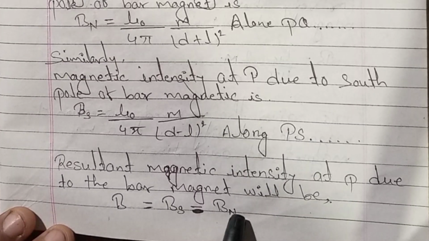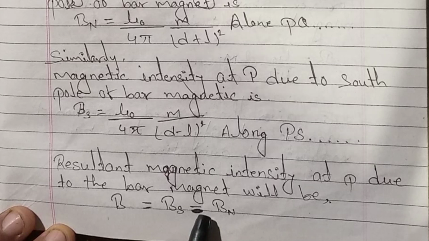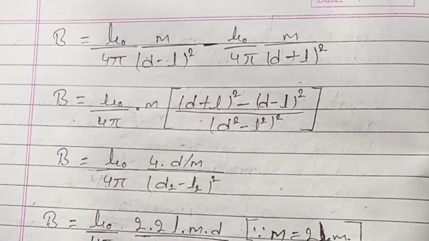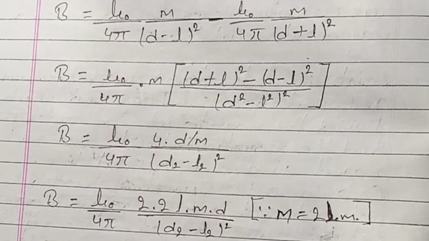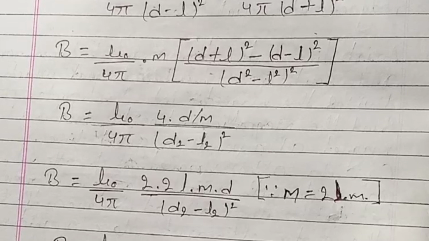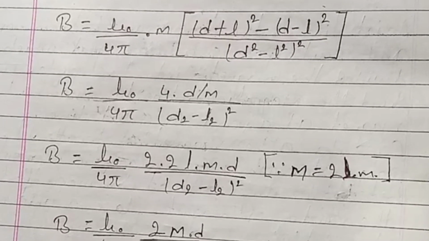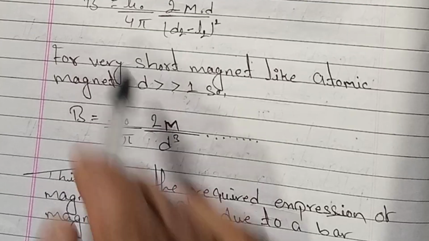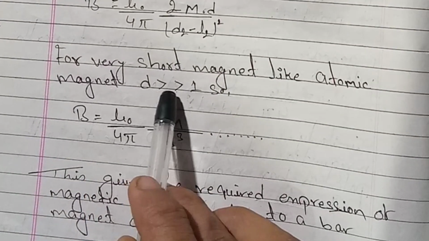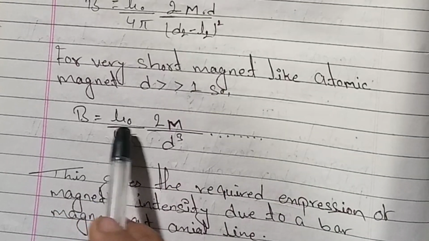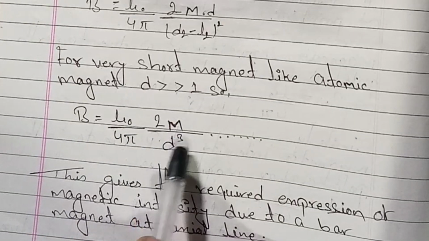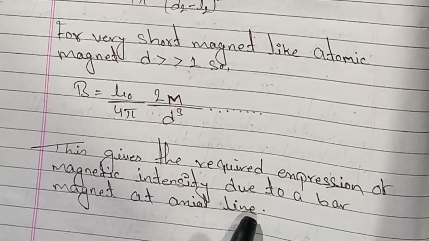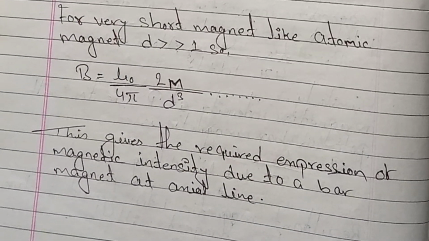The resultant magnetic intensity at P due to the bar magnet will be B is equal to Bs minus Bn. You can use this formula. Calculate this formula. For a very short magnet like an atomic magnet, d is much greater than l, so B is equal to mu 0 by 4 pi into 2M by d cube. This gives the required expression of magnetic intensity due to a bar magnet at the axial line. So complete this formula and prove it.